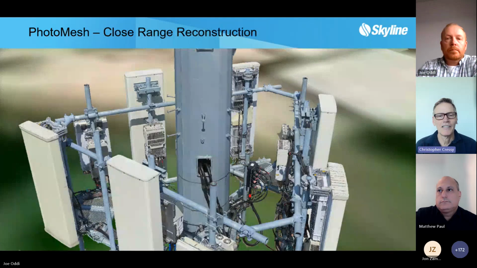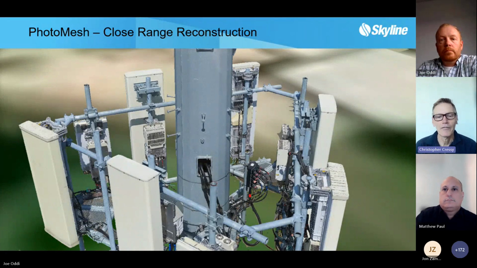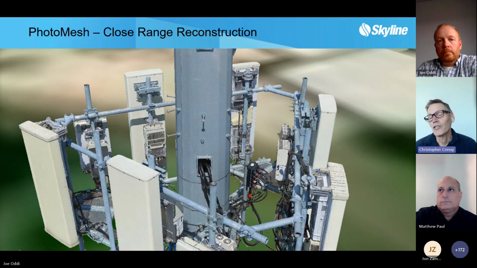The technology actually works at any scale. And here's an example. This is not a photograph. This is a 3D reconstruction of a cell tower from about 1,500 high resolution images. So it can work at virtually any scale, and you can use the same technology from whole cities all the way down to close range photography of detailed industrial equipment. Next slide.